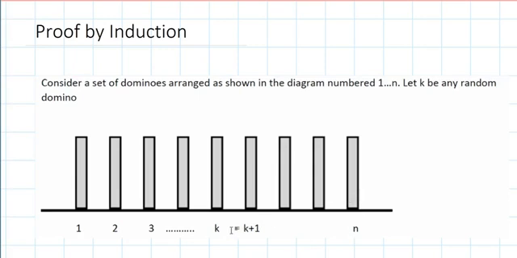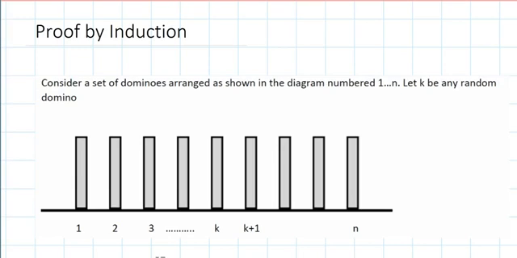And I'm going to use the notation k for some random domino here in the chain. And k plus 1 is therefore the one after it. Okay, so there you have it, a set of dominoes all lined up, from 1 to n, and k, as I said, is any random domino between 1 and n. Now, in this example, we're going to try and see the big picture in terms of what has to happen for all the dominoes to fall.